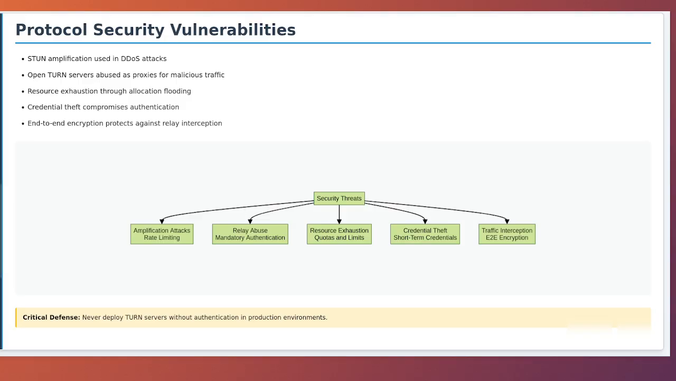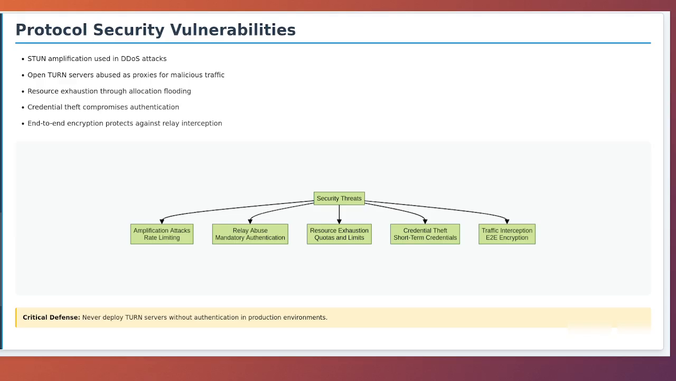Defense requires implementing quotas and limits per user or per source IP address. Limit the number of concurrent allocations per user. Set bandwidth limits per allocation, and implement idle timeouts that deallocate unused allocations. Monitor for abnormal usage patterns that might indicate abuse.